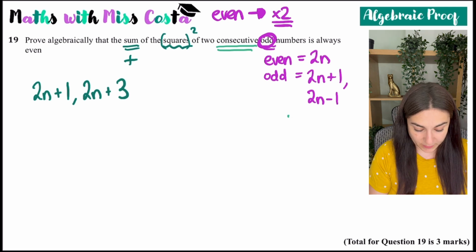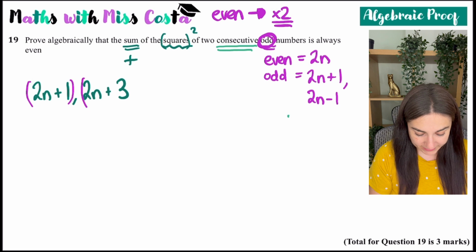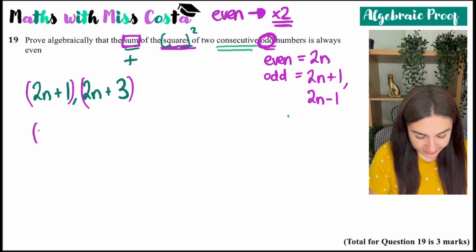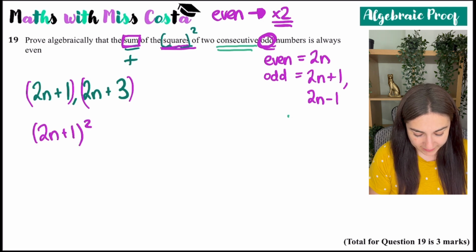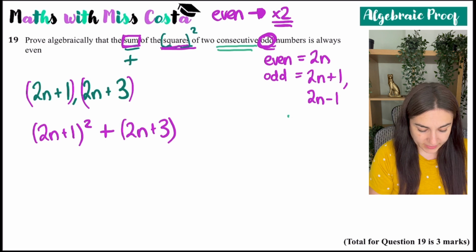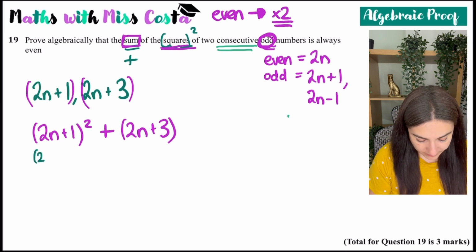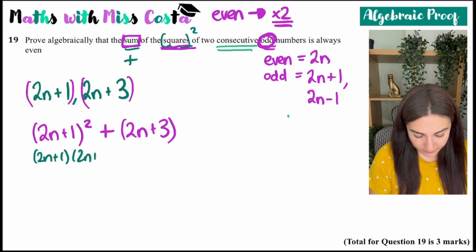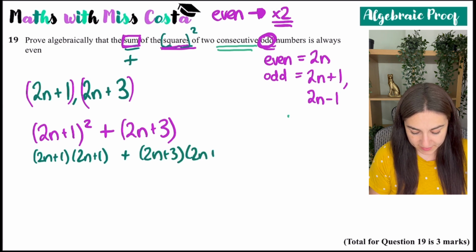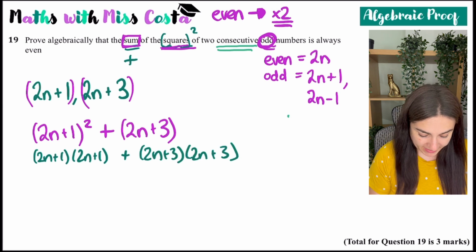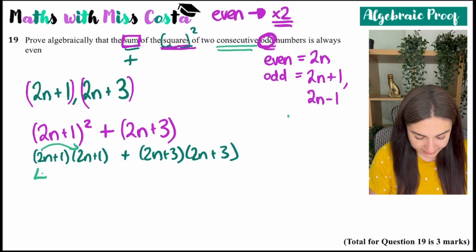So what am I doing with these two expressions? That's my first odd number, that's my next odd number. I need to know that the sum of the squares of these. So I'm going to have to square these expressions and add them together. So let's have a go at doing that. That would be (2n plus 1)(2n plus 1), plus (2n plus 3)(2n plus 3). This is just an expanding brackets exercise, so I'm just going to do this quickly.